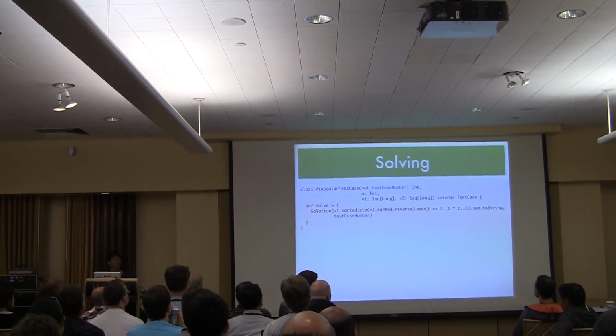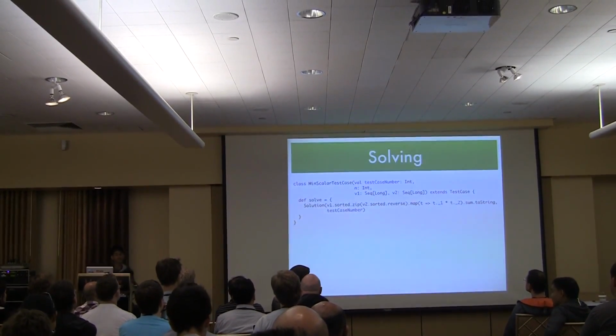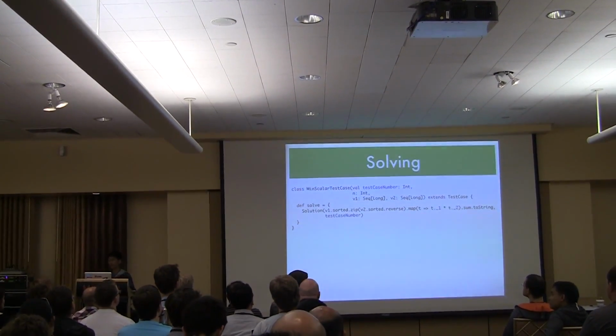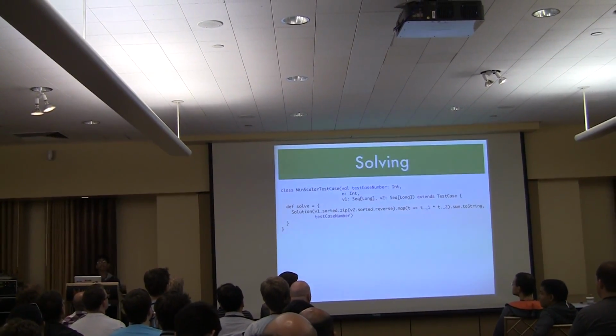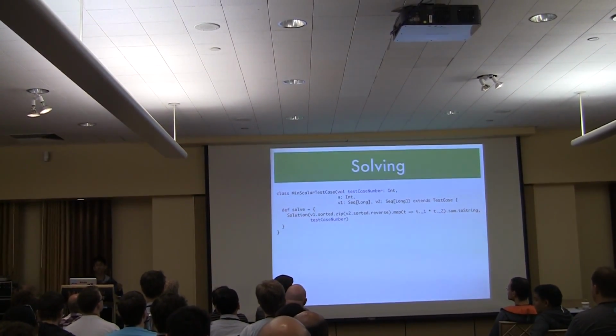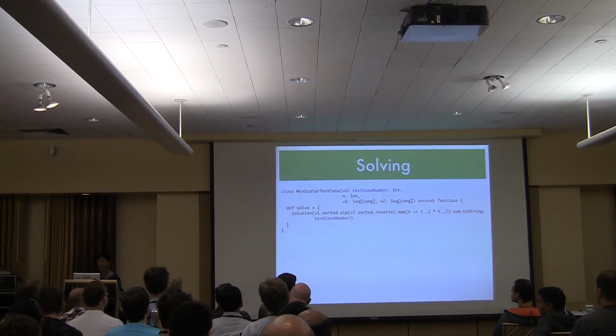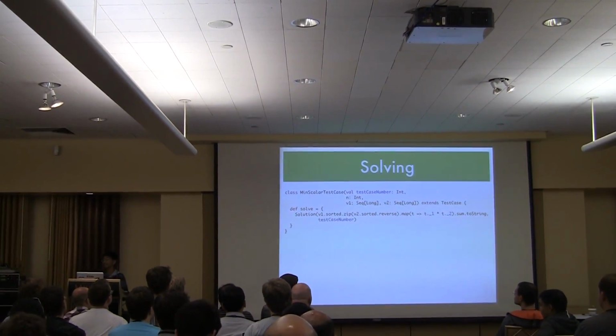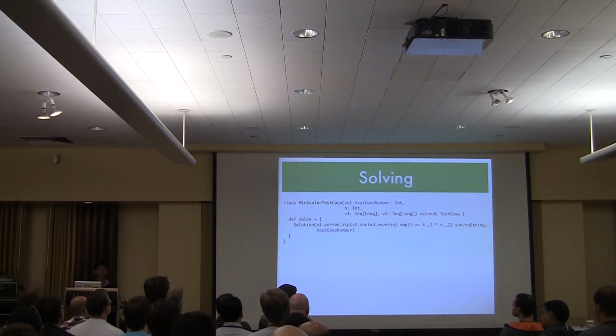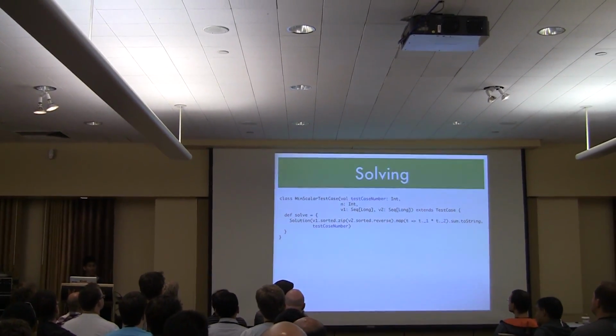And then in solve. So the idea is we want to rearrange these two vectors such that their dot product is as small as possible. So how are we going to do that? Well, the idea is we want to multiply the small numbers in the first vector with the large numbers in the second vector. So the way I do that is I sort the first vector in ascending order and the second vector in descending order, and then I find the dot product, and that's my answer.